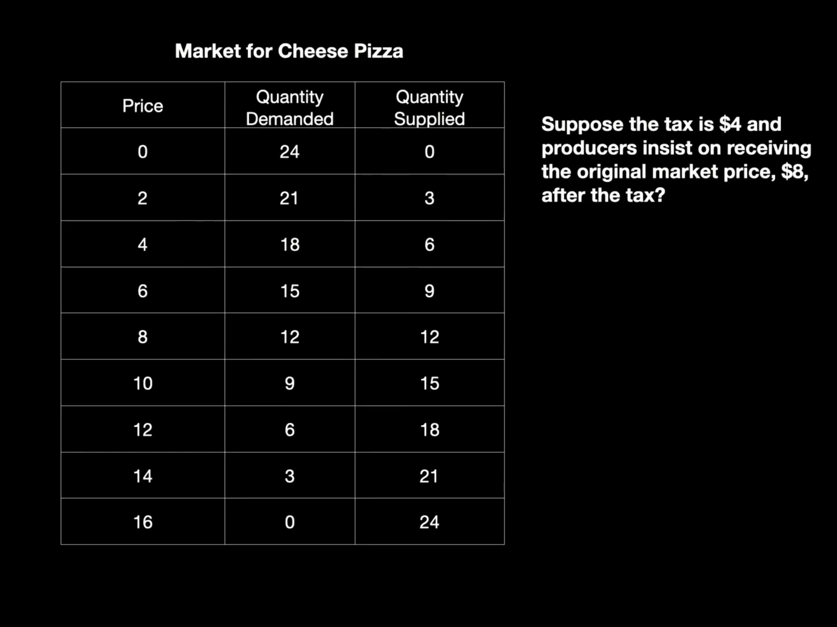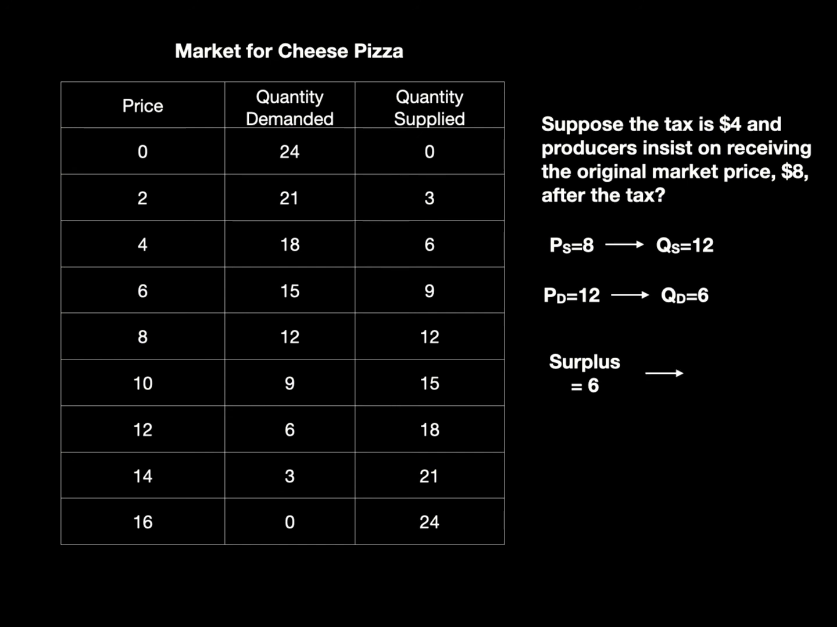Let's go back to our market for cheese pizza and explore how the market finds equilibrium when there is a tax. Suppose the tax is $4 and producers insist on receiving the original free market price of $8. If producers are receiving $8 after tax, quantity supplied will be 12. Since producers receive $8 after the tax is paid, it must be that consumers are paying $12. This would imply that quantity demanded is 6. So this implies that there is a surplus of 6.